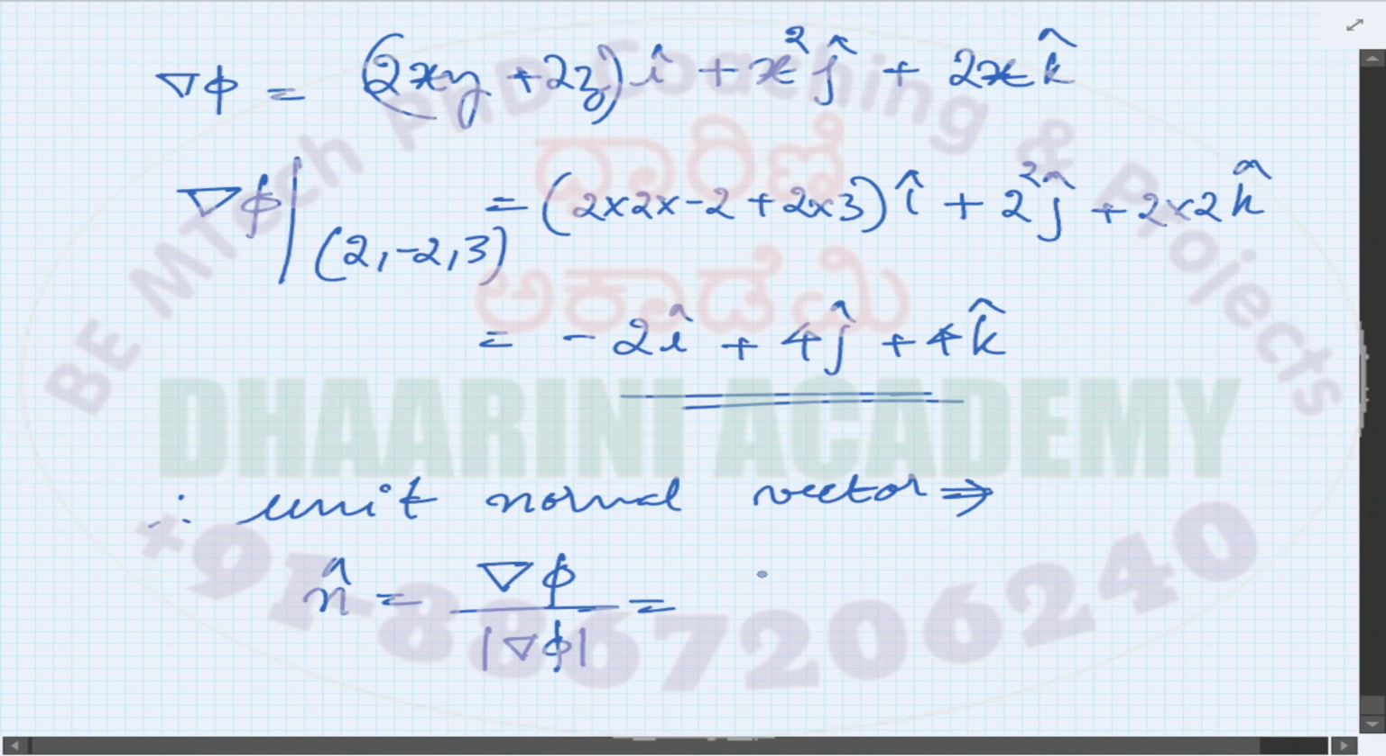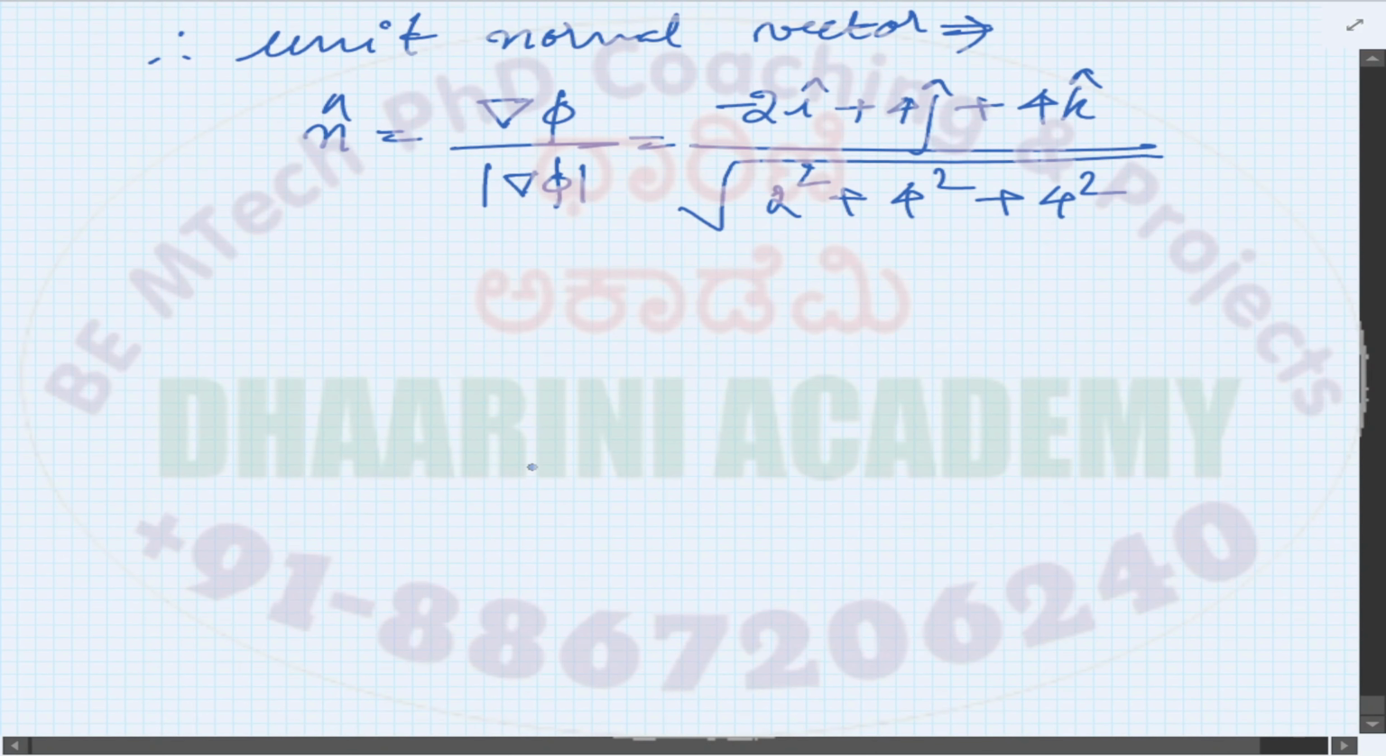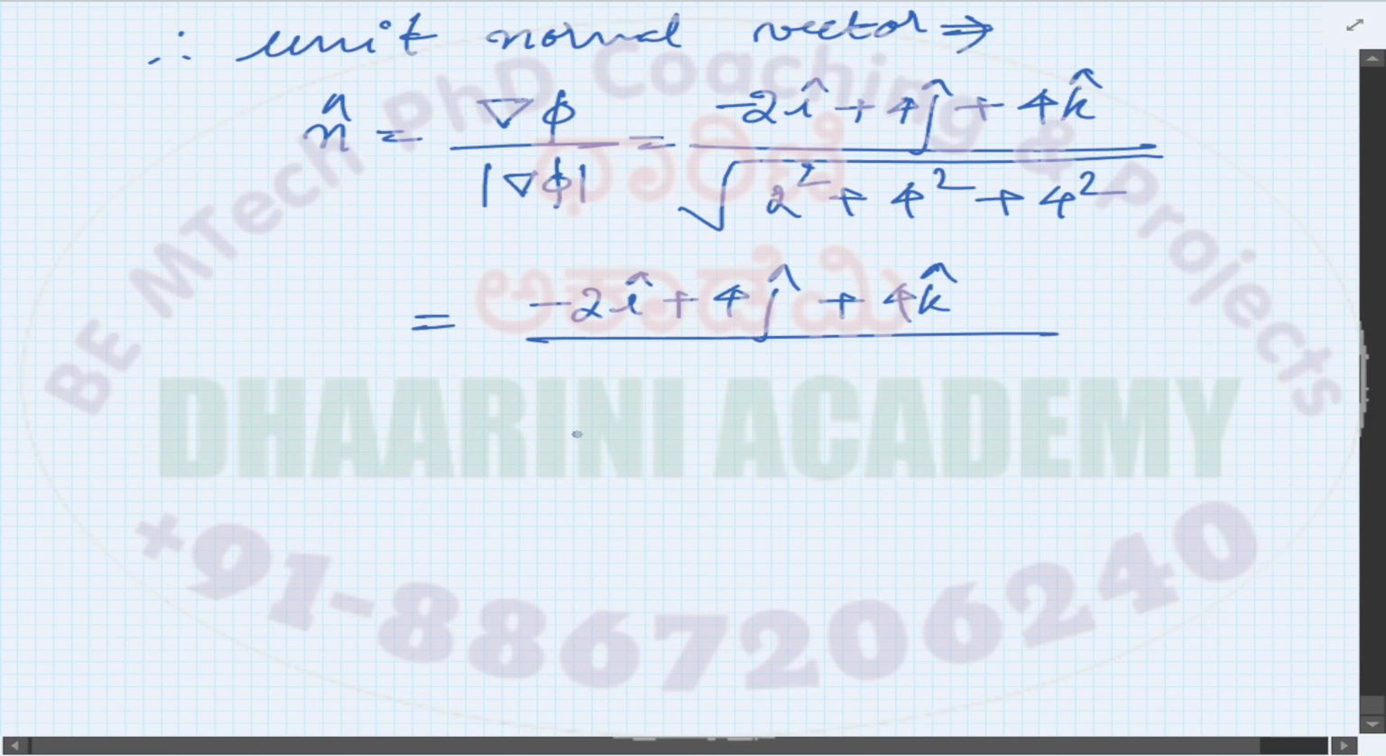This is equal to, so let's write this. This is minus 2 i cap plus 4 j cap plus 4 k cap divided by the square root of 2 square plus 4 square plus 4 square. So this is equal to minus 2 i cap plus 4 j cap plus 4 k cap, whole divided by root of 4 plus 16 plus 16.